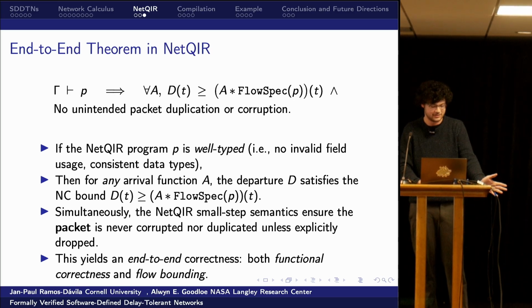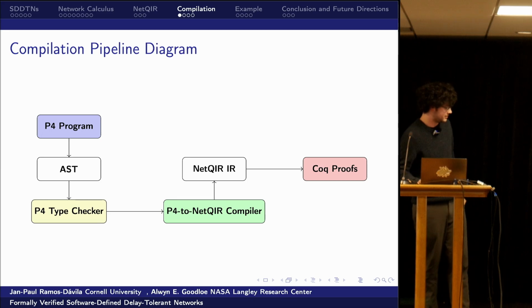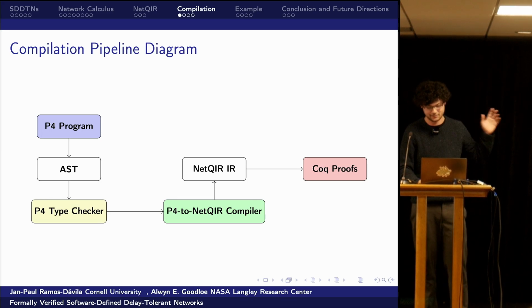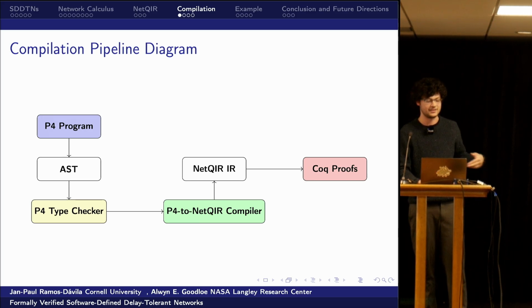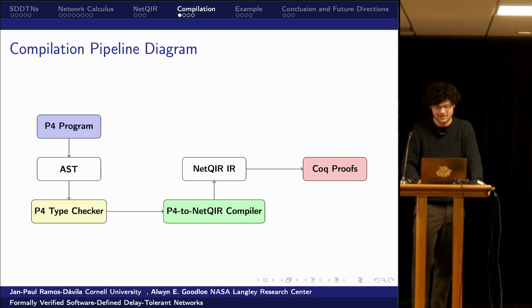So yeah, basically in practice, flowspec of P is defined by associating a curve to each statement. Then we can go here to the overall compilation pipeline diagram, in which we parse the P4 subset, we check the types, then we translate each statement to NetQIR, aligning the semantics. Then the NetQIR code is fed into Coq, and then we apply the proven results. In this case, it would be just the packet correctness and the network calculus flow bounds. And if something fails, like a type mismatch, we feed back an error message.